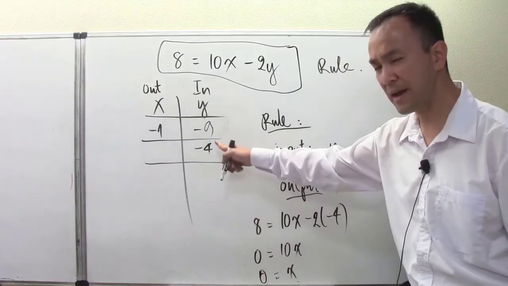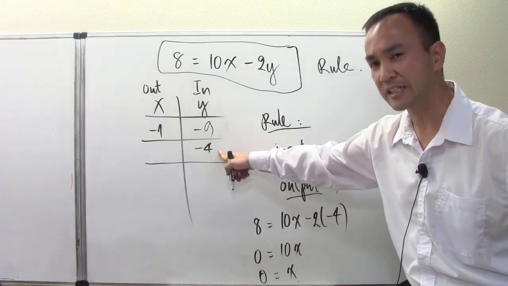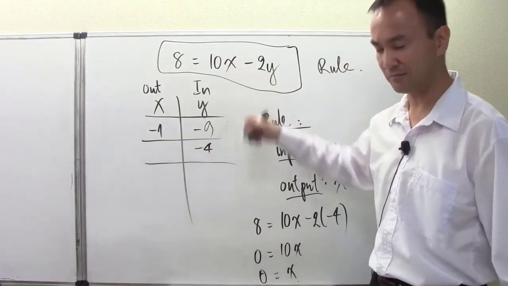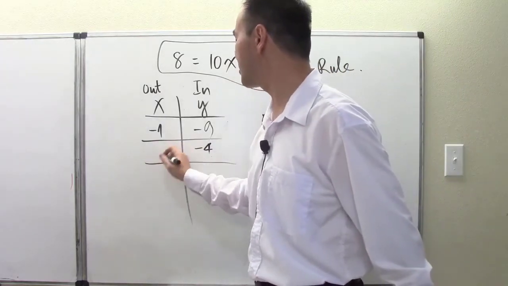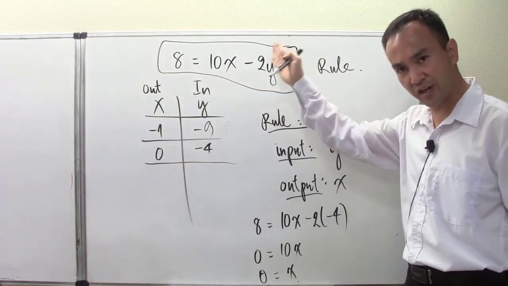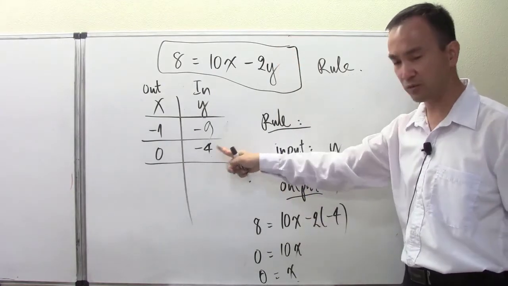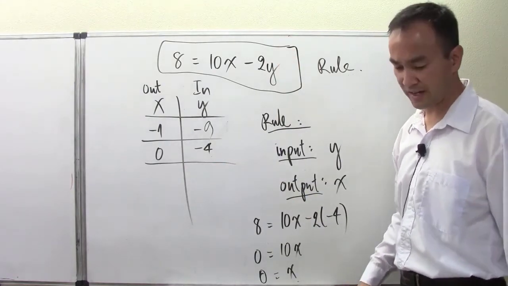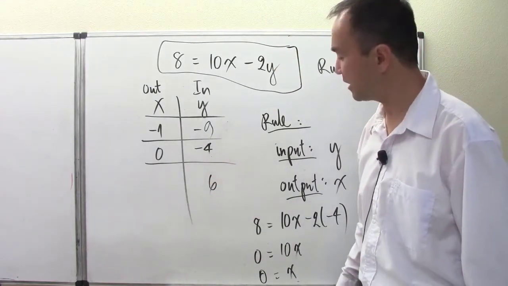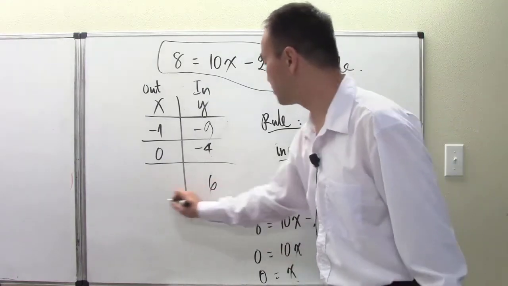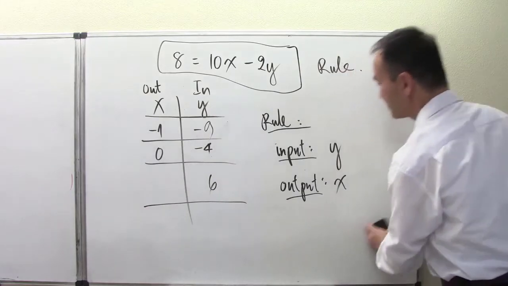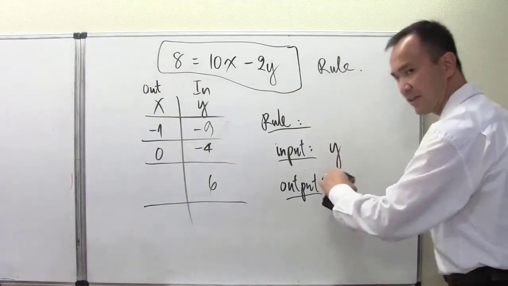So if we picked y equals -4 as the input, the only output that satisfies this rule has to be 0. So this equation itself is the rule that determines, for each input, that we come out with an output. Okay, and I can pick 6. All right, and so again, what do I see? The rule takes in inputs and gives out an output.